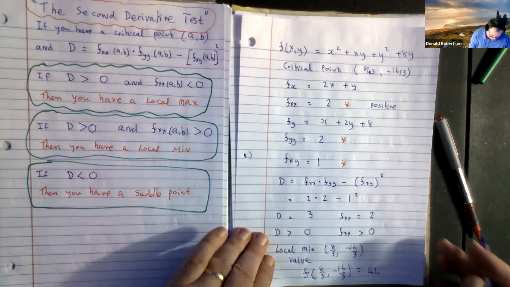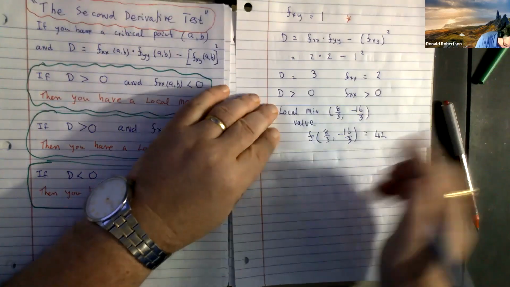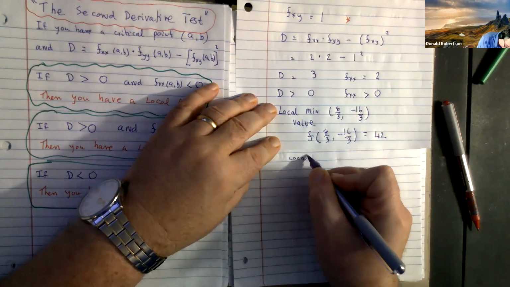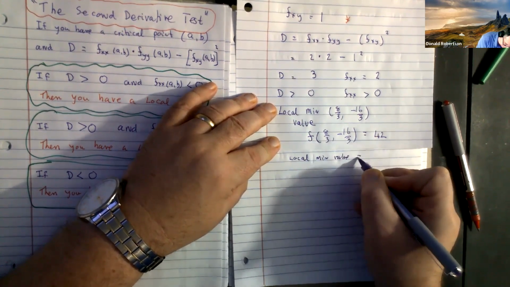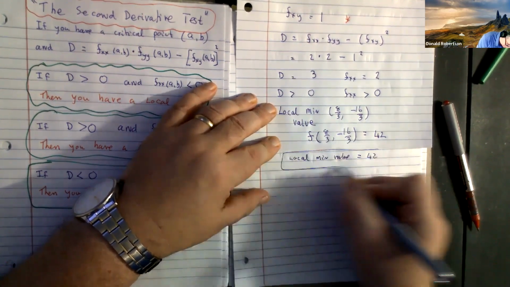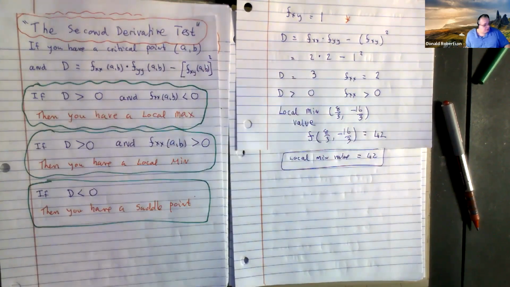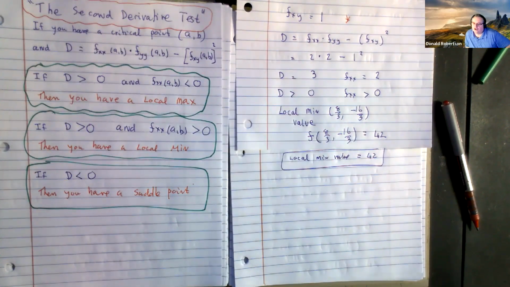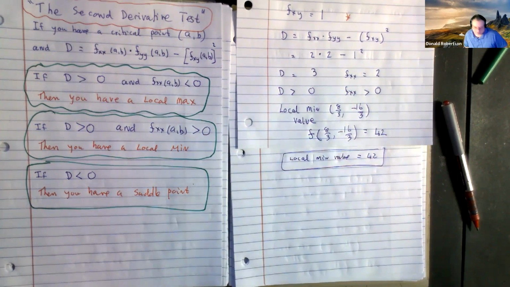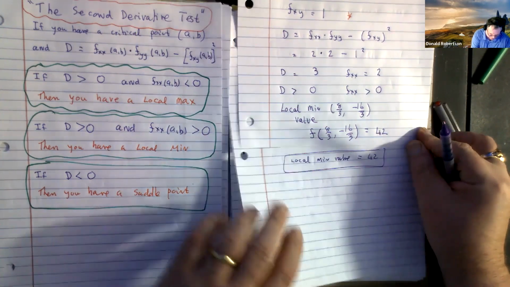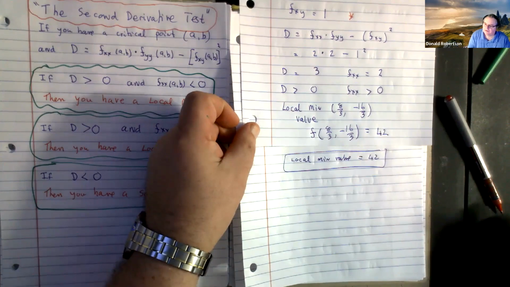You would be able to say there is a local minimum and its value was 42. And that's what you would be putting into WebAssign as your answer. Not the coordinates, but the value of the function at, in this case, that particular point. Are we good? Right.